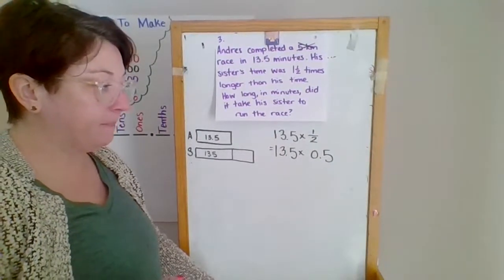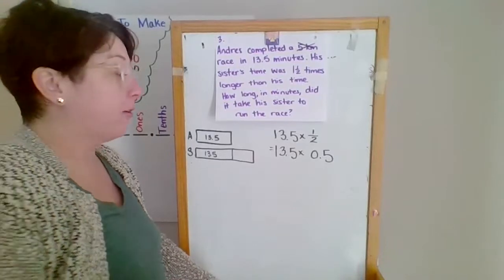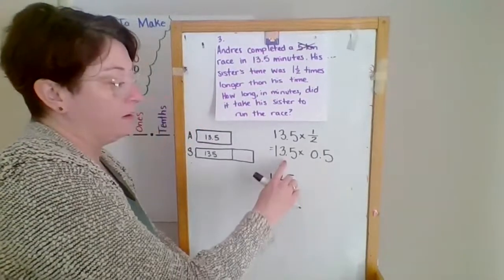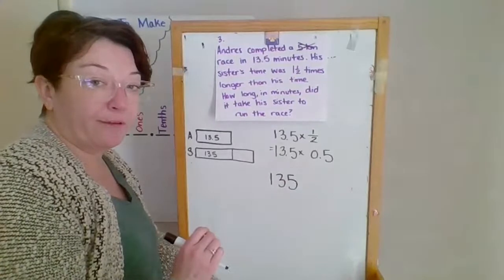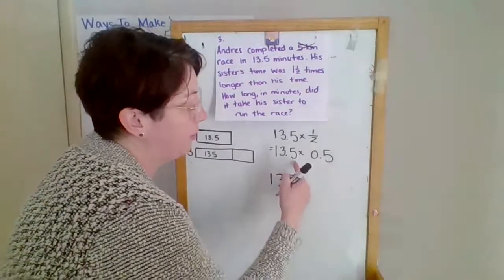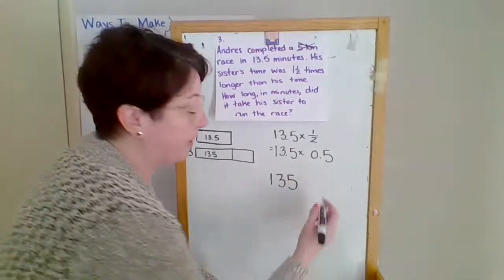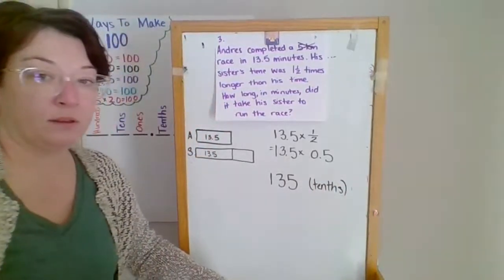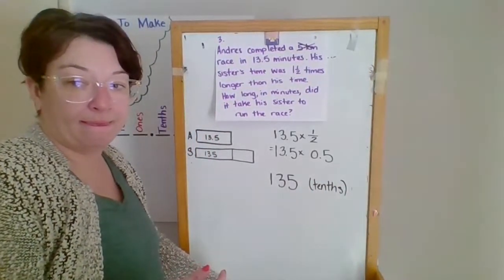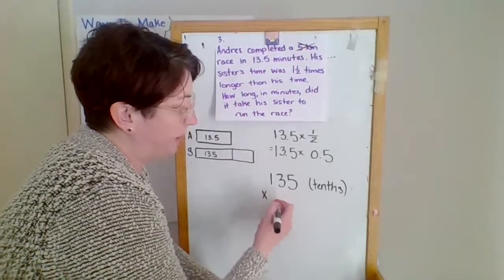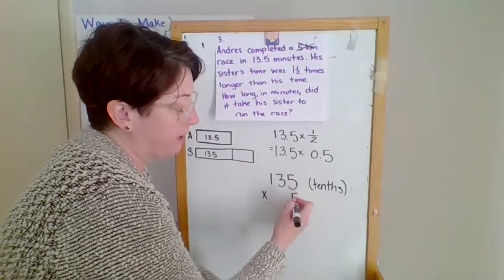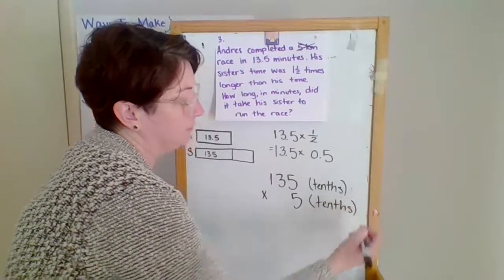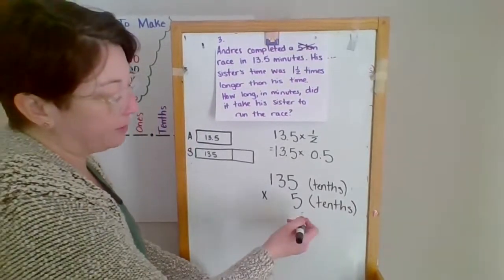Okay. Now I have to set up my standard algorithm. So when I'm multiplying with decimals, remember we pull the decimals right out. I took out that decimal and just wrote 135, but it's not 135. This only goes to the tenths place, so it's 135 tenths. And then I'm going to multiply by 5 tenths. I don't need the 0 in the front. I'm just going to use the 5. Now I'm ready to multiply.